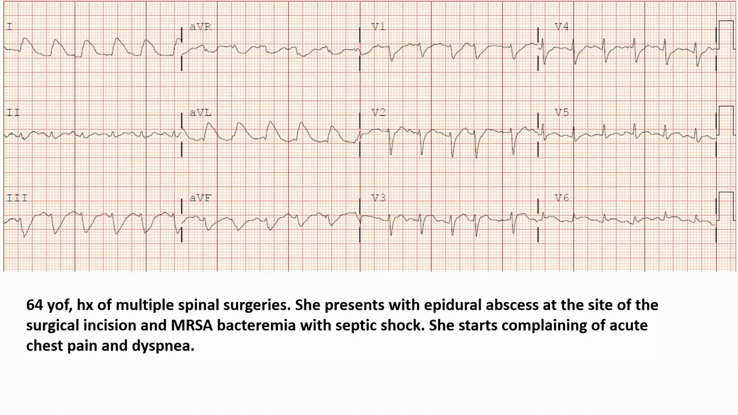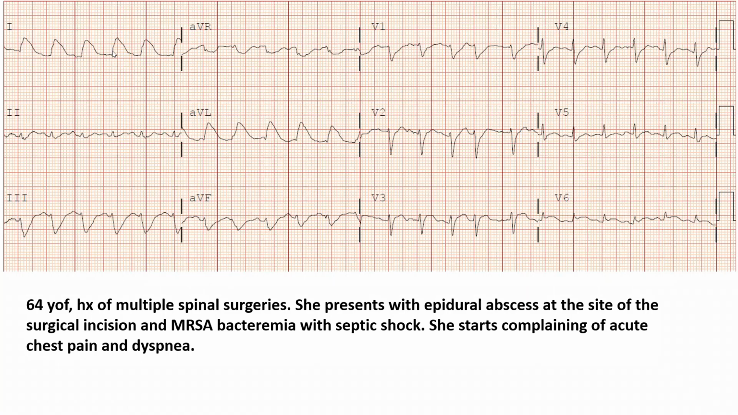Again, I was called at 2 a.m., a medically ill patient. She has multiple spinal surgeries. She's coming with MRSA bacteremia and epidural access. She started to complain of acute chest pain and dyspnea, and she has this EKG. It's a very characteristic EKG. It's an interesting morphology in lead 1 and AVL.